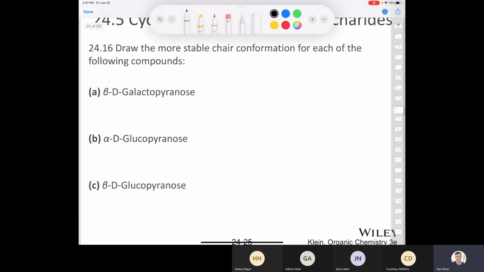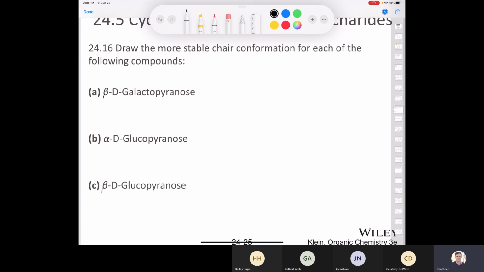All right, let's try another one. It says, draw the more stable chair conformation for each of the following compounds. So we have beta-galactopyranose, alpha-D-glucopyranose, and then we have beta-D-glucopyranose.